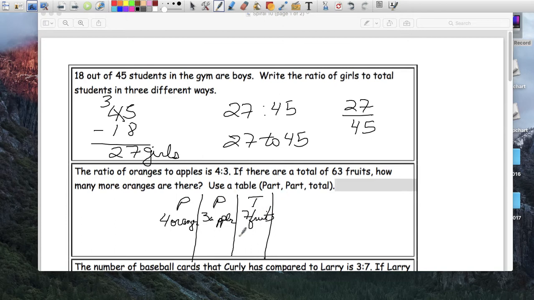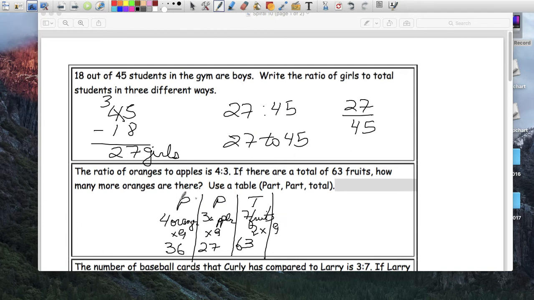So the 7 increased to 63. How did it increase? By a factor of what? How did the 7 become 63? Times 9. So everything else is going to also be multiplied times 9. So when there's 63 fruits in total, we're going to have how many apples? 3 times 9 is 27 apples. 4 times 9, 36 oranges.